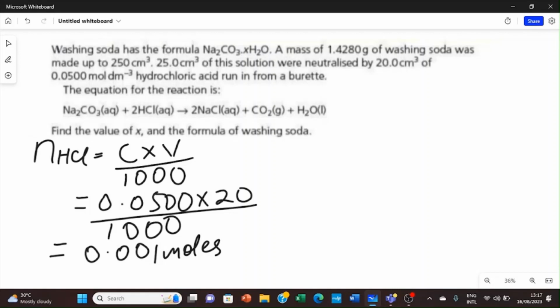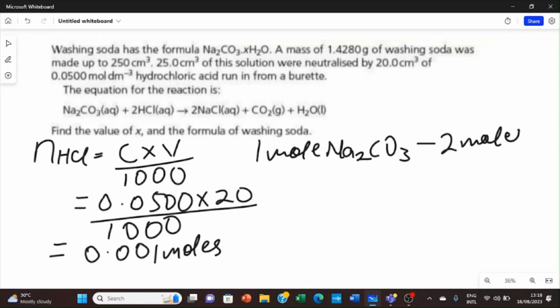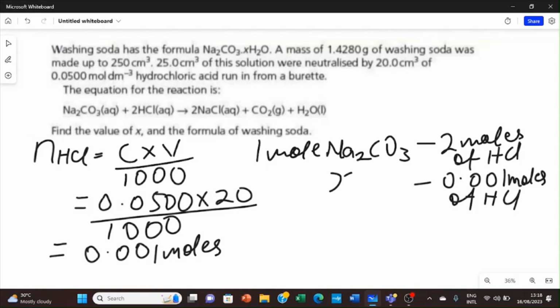Now the next thing to do is to look at the equation. So we write down the mole ratio of the washing soda to the hydrochloric acid, the number of moles of the acid to the base. 1 mole of sodium carbonate reacts with 2 moles of HCl. Therefore, 0.001 moles of HCl will react with x moles of sodium carbonate.